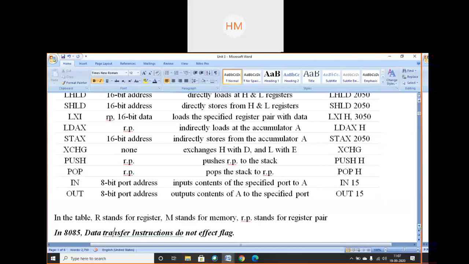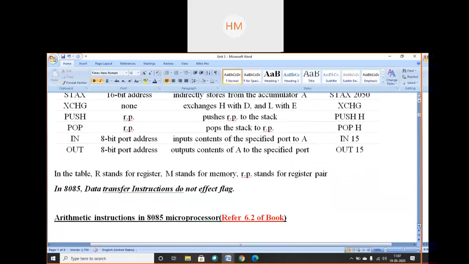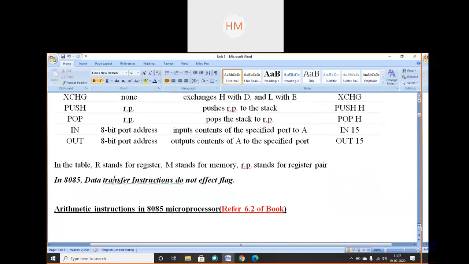R stands for register, M stands for memory, RP stands for register pair. And what about the flag register status? Data transfer instructions do not affect the contents of the flag register. No flags are affected. Clear? No flags are affected in data transfer instructions.